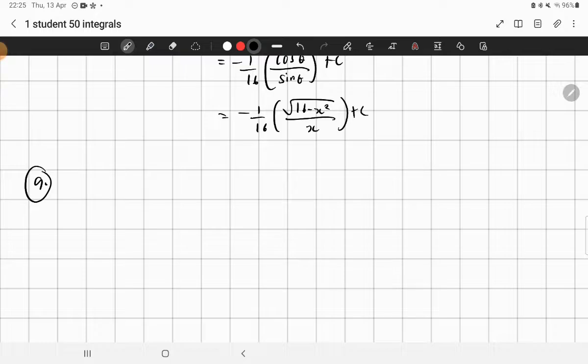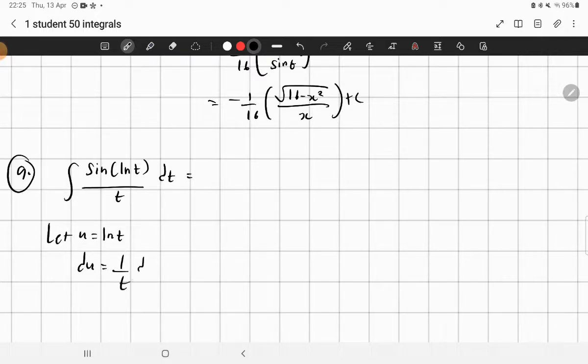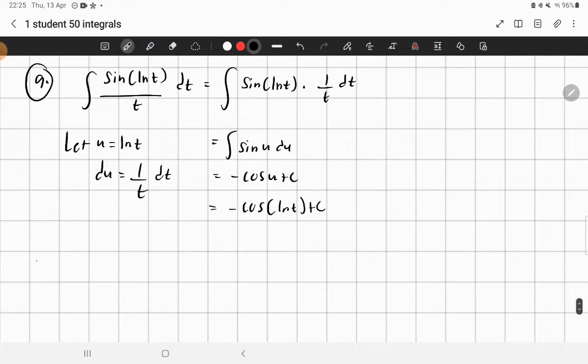Question 9 here, we are given the integral of sine of ln t over t dt, so you could use substitution. Let u equal ln of t, the first derivative will be 1 over t dt, and by rearranging this term, you could substitute very easily. So you are left with the integral of sine of u du, which will be negative cosine of u plus c, therefore it will be negative cosine of ln t plus c. So I believe that's the answer.